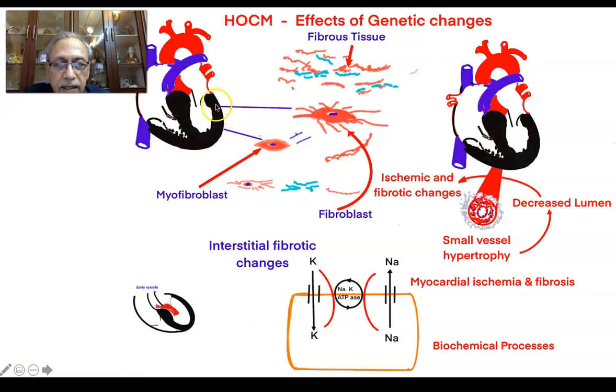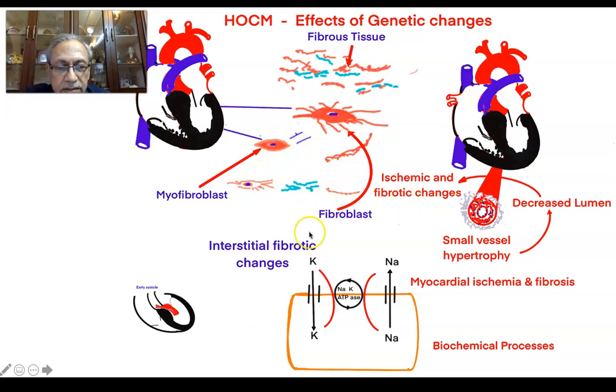Apart from the myocyte, there are changes in the fibrous tissue, that is, the intercellular matrix, which result in the formation of myofibroblasts, fibroblasts, and increased fibrous tissue in the interstitium. Now, as there is small vessel hypertrophy, the intramyocardial vessels get hypertrophied, resulting in decreased lumen, which produces ischemic changes and the fibrotic changes, which set the stage for the production of ventricular arrhythmias.